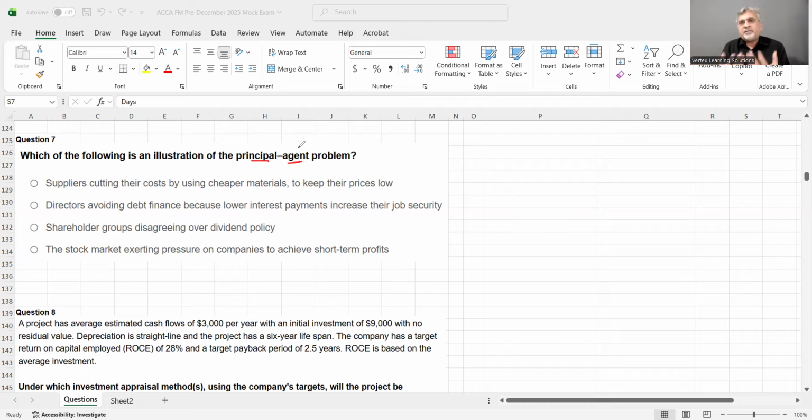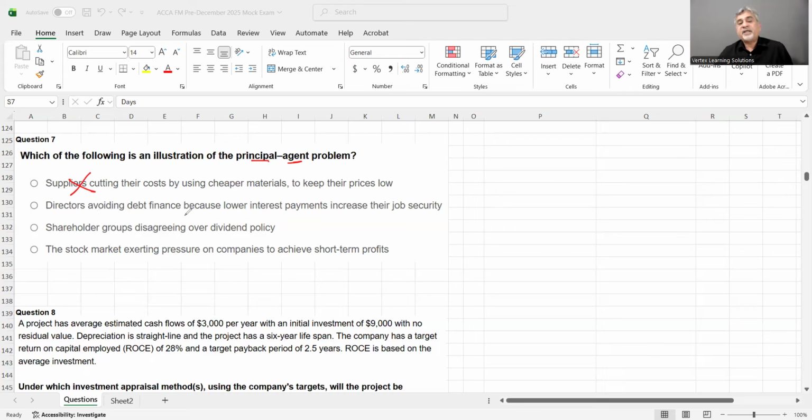I don't want to go into deep detail of this issue, but always remember that directors are running the company. They want to protect their position. They want to give benefit to themselves. Whereas their primary duty is to give benefit to the principals, who are the shareholders. So any situation where directors' and shareholders' interests conflict with each other, we call it a principal agent problem. Suppliers cutting their cost by using cheaper material, this is not a principal agent problem.